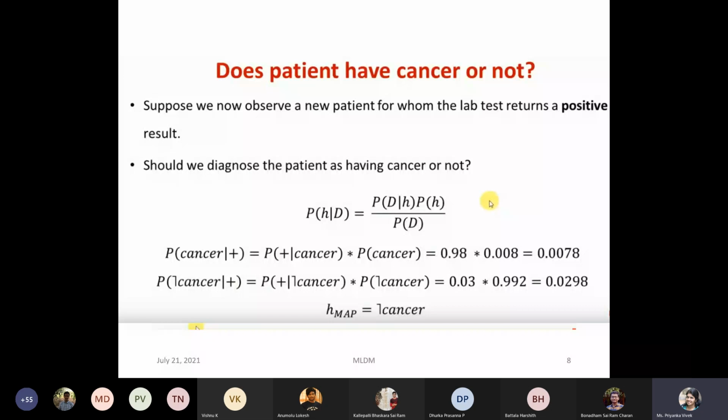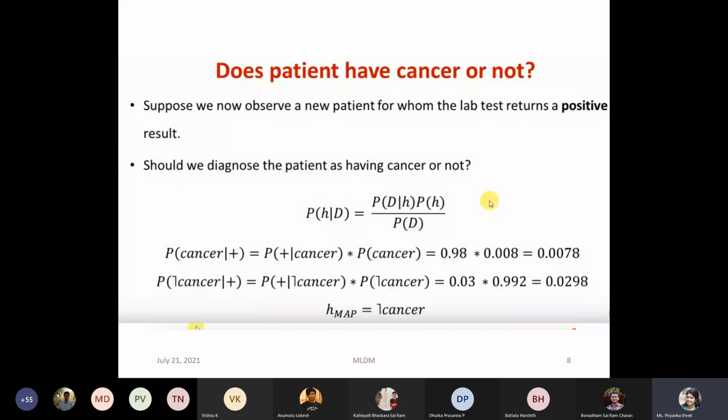Now how do we choose what our diagnosis would be, whether the patient has cancer or not? Of course, we'll say the patient does not have cancer because our probability for no cancer is high. Given that it is positive, the probability of the patient not having cancer is high. So our H MAP, the maximum a posteriori or the final prediction, is no cancer. Should we diagnose the patient as having cancer or not? We diagnose based on this model, the data and our understanding of Bayes theorem. We diagnose the patient as not having cancer.